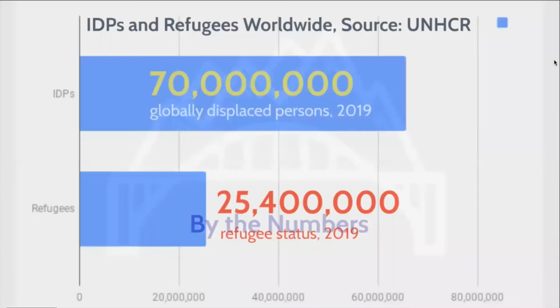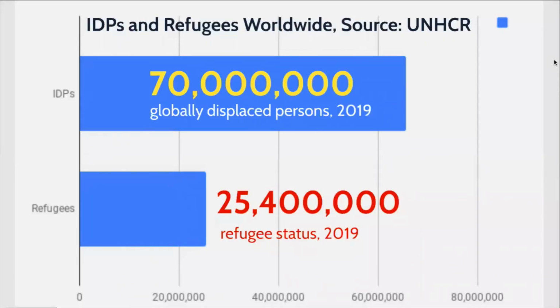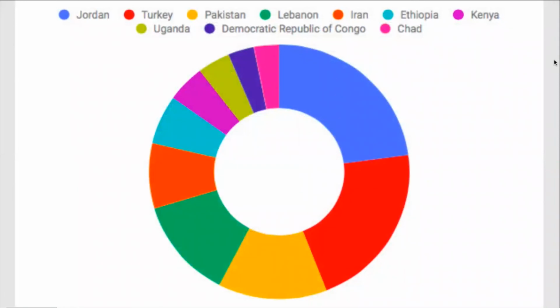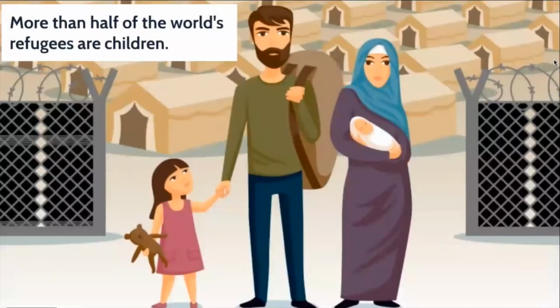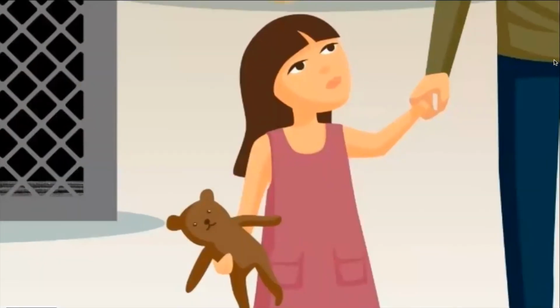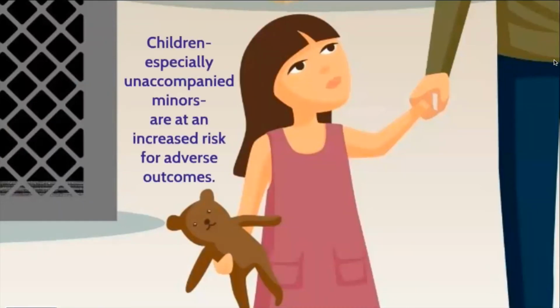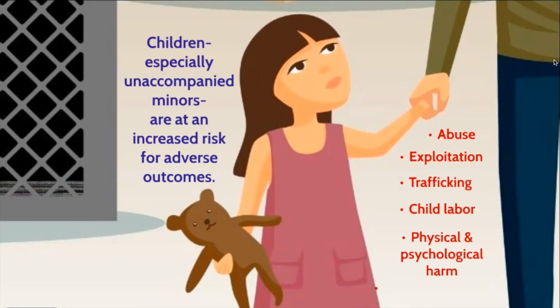A startling truth. According to the UNHCR, as of 2019, there were more than 70 million displaced persons in the world. Of those, more than 25 million can be categorized as refugees. The vast majority of the world's refugees are hosted by developing countries. In fact, these 10 countries host more refugees than the rest of the globe combined. Sadly, more than half of the world's refugees are children. Children, especially unaccompanied minors, are a particularly vulnerable population. Unaccompanied minors are at an increased risk for abuse, exploitation, trafficking, child labor, and physical or psychological harm.